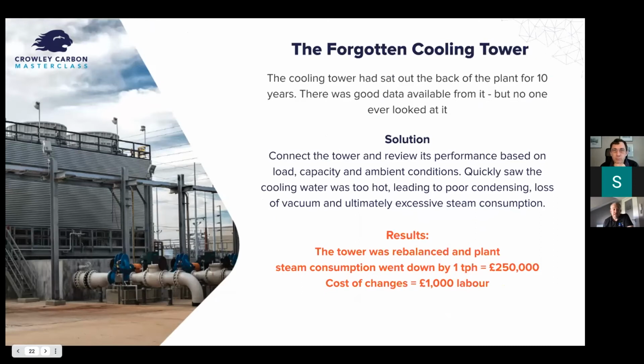Therefore, there was poor condensing, loss of vacuum, and ultimately excessive steam consumption in the whole associated system. By rebalancing, optimizing the controls, and spending a minimal amount of money, a significant steam reduction was achieved, the equivalent of 1 tonne per hour, in the region of 250,000 sterling a year. And that is just from organizing, getting visibility in one place, being able to do some quick analytics, and then taking some action. And that's all from just data that was fairly readily available and just needed an integration.